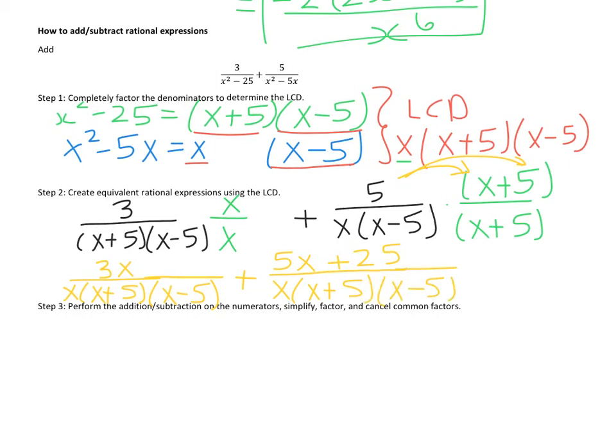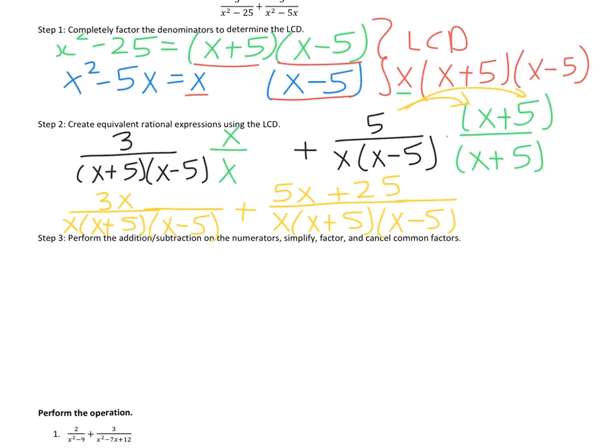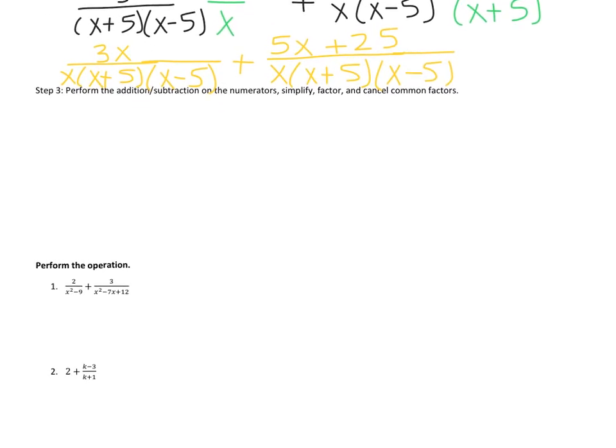Okay, so now that we have that common denominator, we're in the same situation as before. Let's perform the addition and subtraction on the numerators. So we can write 3x plus 5x plus 25 over our LCD. And then let's simplify. So we can write that as 8x plus 25.